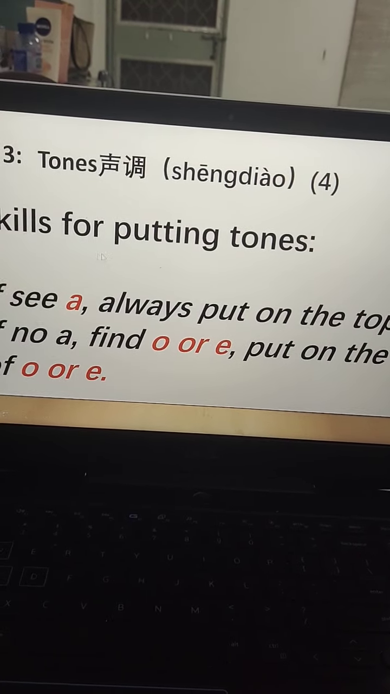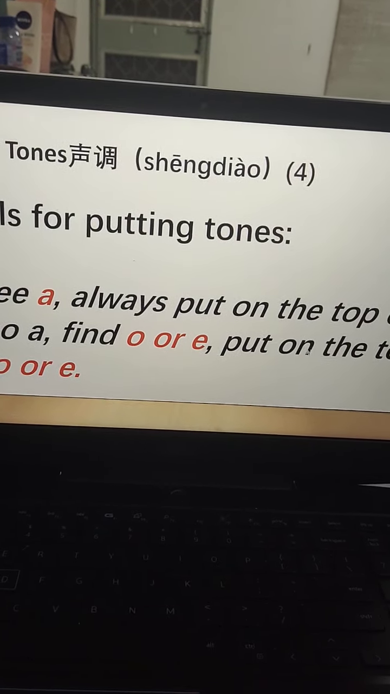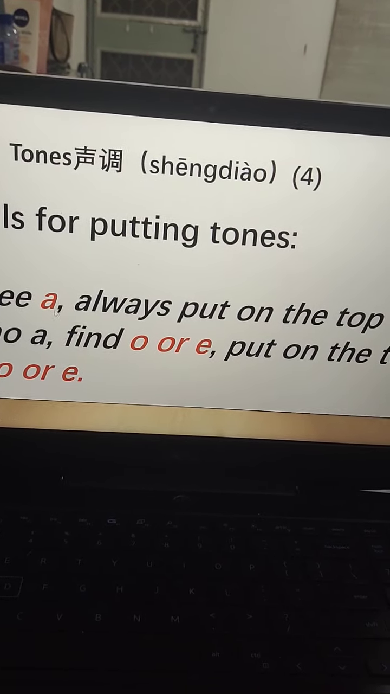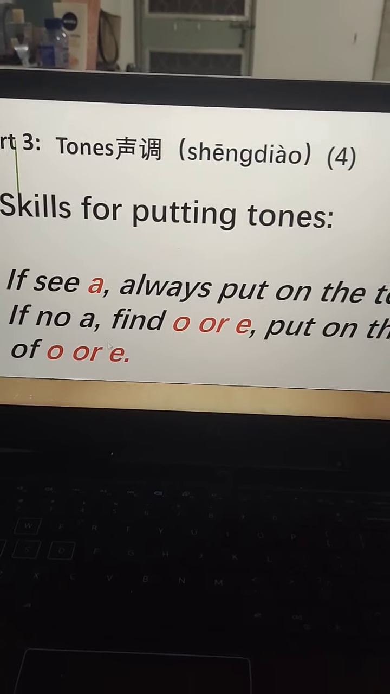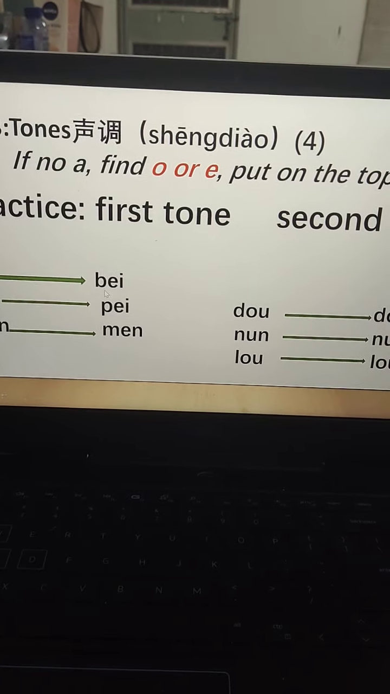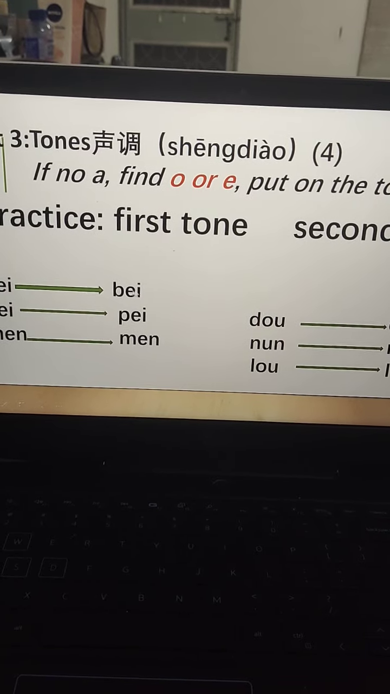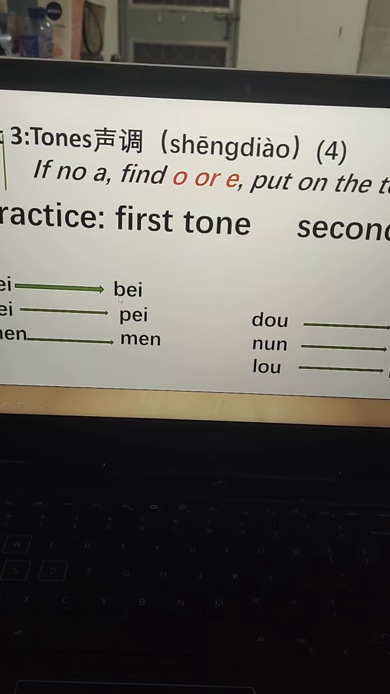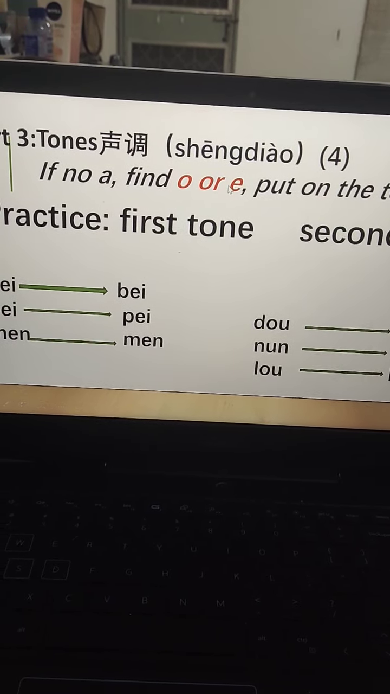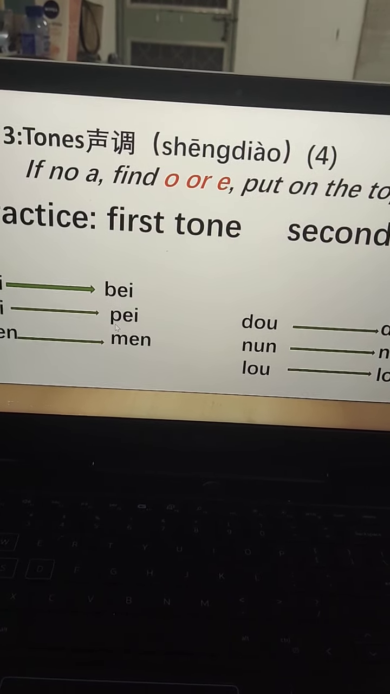Okay, another skill for you. If you don't see a, you find o or e, then put it on the top of o or e. Okay, let's see an example. This one. Bo, e, i. Which one do we put the tone mark on? If you see a, no, there's no a. So we see e, right? We see o or e, so we put it on the o. Okay? Put it on the o.